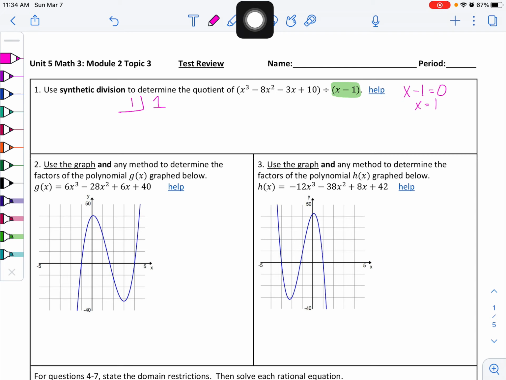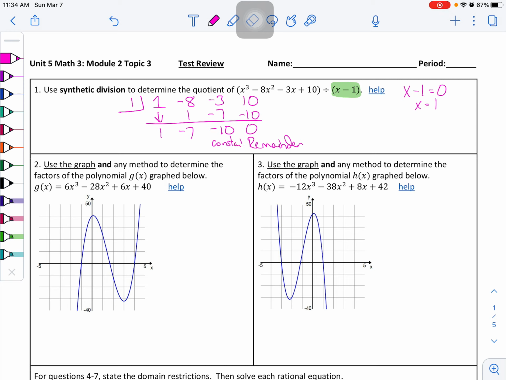And then for the cubic polynomial here, I want to just pull the coefficients. So 1, -8, -3, and 10. Please make sure you're grabbing the signs, by the way. All right, a little bit of work here. Drop that first number straight down. I'm going to multiply. I'm going to add. I'm going to multiply. I'm going to add. I'm going to multiply. I'm going to add.